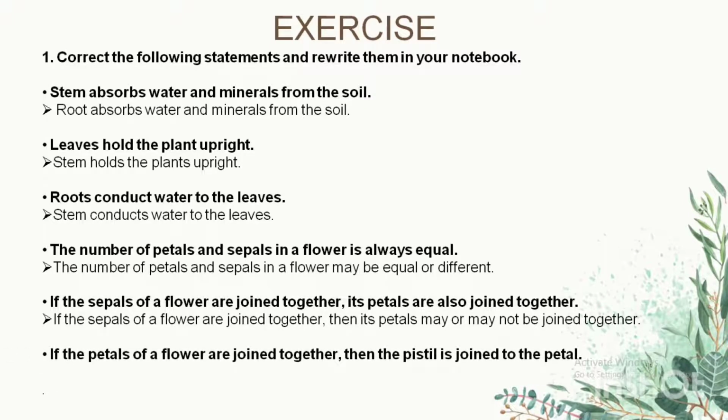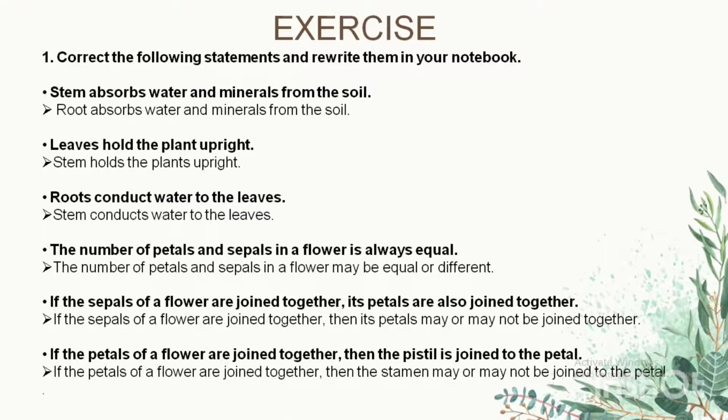Next one is, if the petals of a flower are joined together, then the pistil is joined to the petal. Okay, petal के साथ मतलब अगर petals है वो flowers के साथ joined है तो pistil भी उसके साथ joined ही होगी. तो उसमें भी हम लिख सकते हैं कि not necessarily.